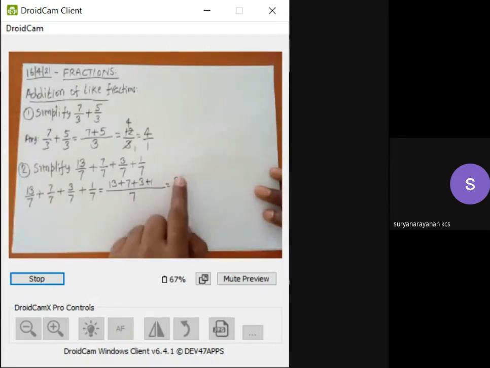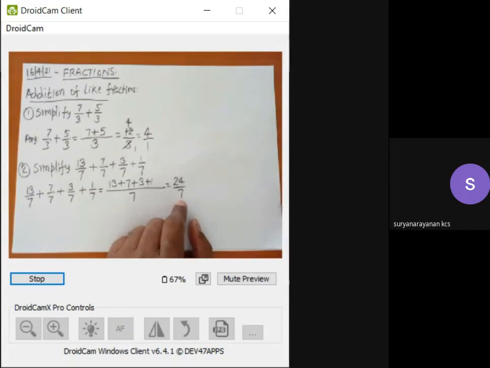Now, is it possible to cancel the numerator and denominator by any table? Which table is possible? A 7 table. By 7 table, can we divide numerator and denominator? Can we cancel the numerator and denominator? We can't just take the tables separately. For numerator one table, for denominator one table. You should take the same table to cancel the numerator and denominator.